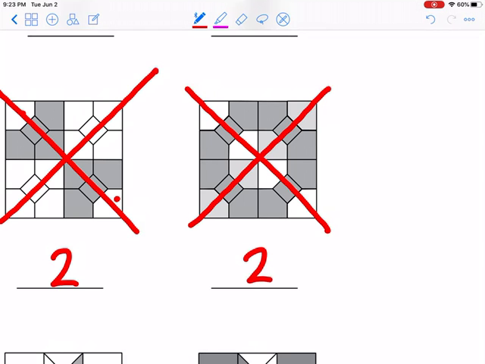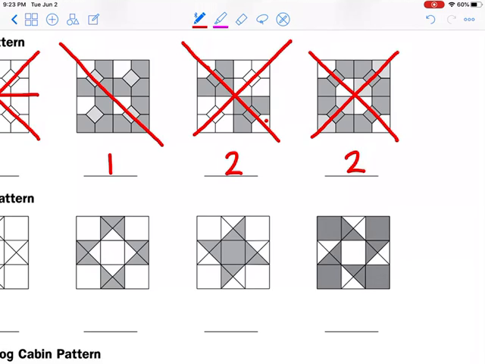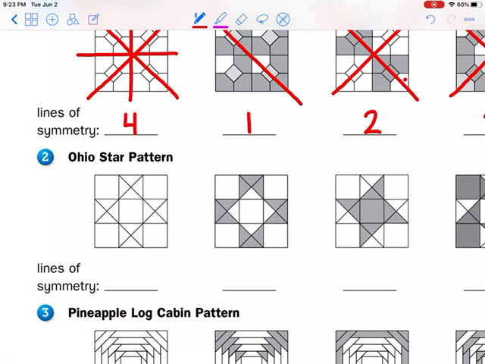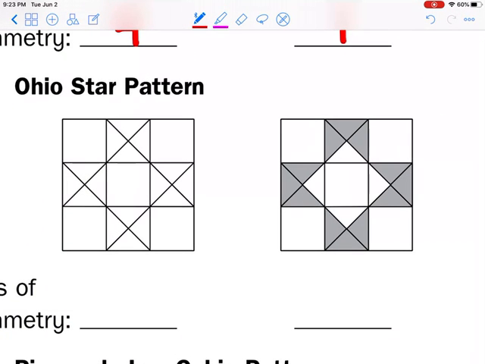So this has 2. Okay, let's go down to the next kind of pattern. So the Ohio Star quilt pattern. So this first shape, no color. So I know that it's going to have 4 lines of symmetry.